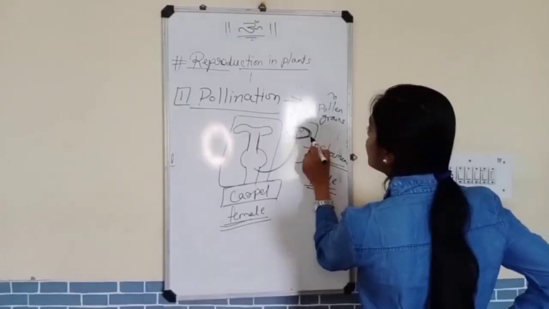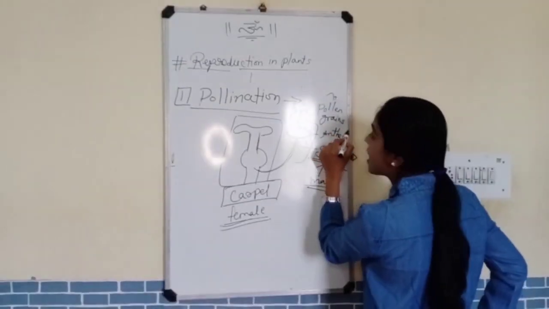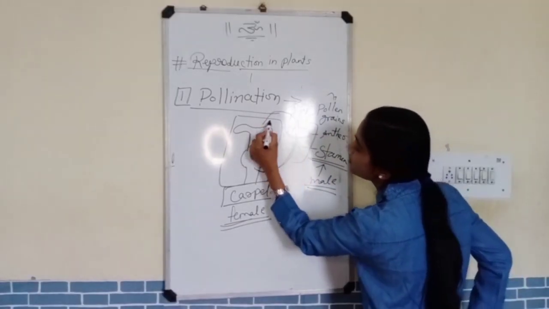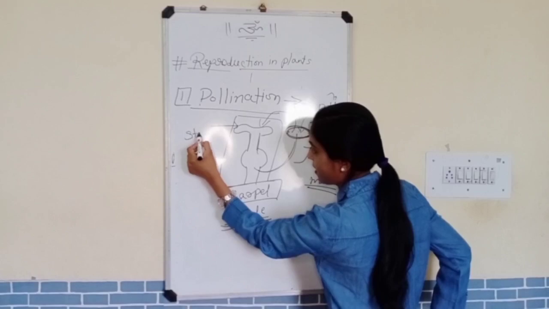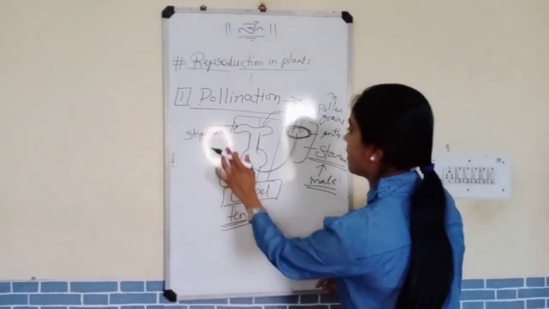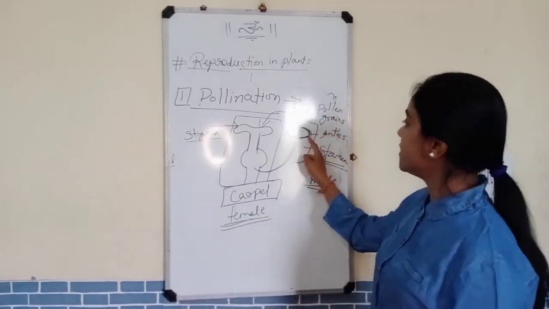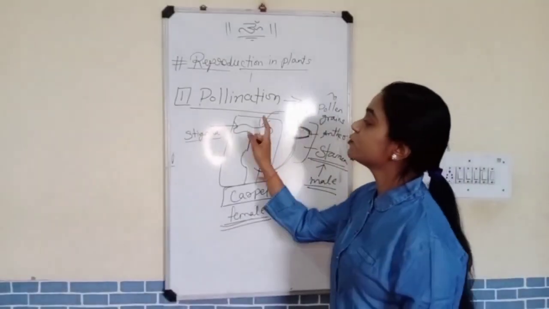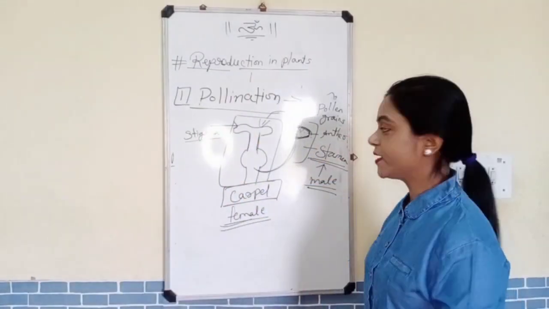So the pollen grains of an anther are transferred to the stigma of a carpel. What is this? Stigma. We all know about this. So when the pollen grains of an anther are transferred to the stigma, the process is called pollination.